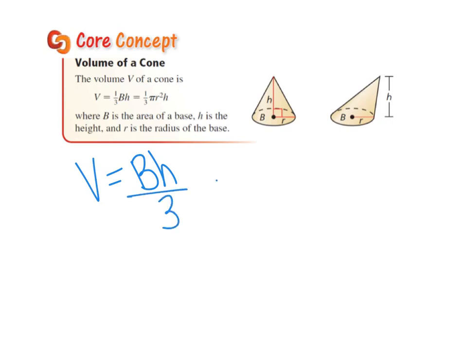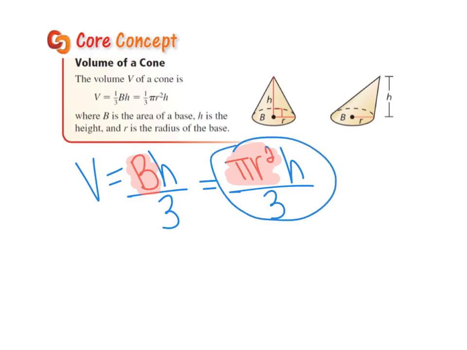Okay, but we know that the base of a cone is always a circle. So we could write this as pi r squared, because B, the area of the base, is a circle, and we know that that is pi r squared. And then we would have times the height divided by 3. So you can use either one of these. I'm going to use this one just because I know the base is always a circle.